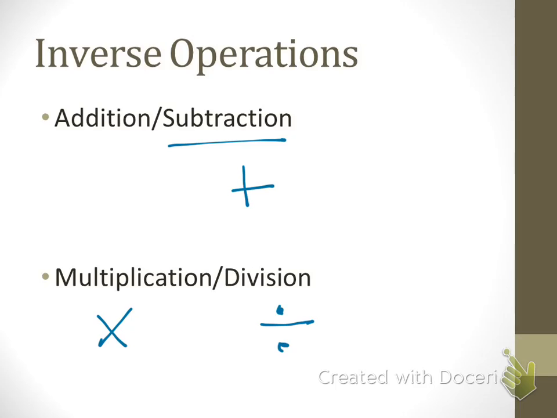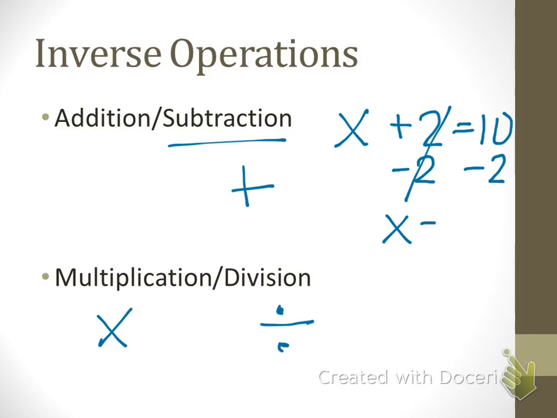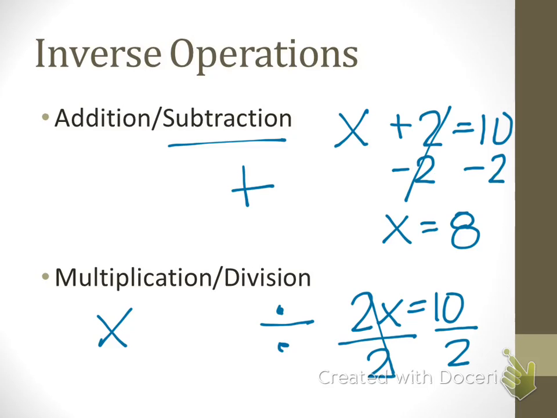All right? So if I were to have a problem like x plus 2 equals 10, I would use the inverse of what's happening. So it's being added. So I subtract 2, which cancels it out here. And I subtract 2 on this side, and I get x equals 8. Same thing with multiplication and division. If I were to have 2 times x equals 10, I would use the inverse of what's going on. So what's going on is multiplication. So I divide on both sides, and I get x equals 5.